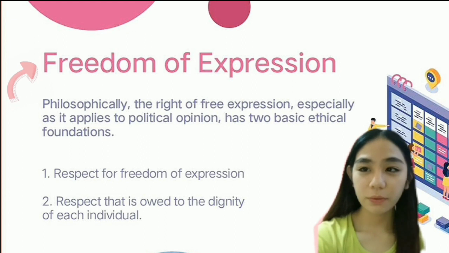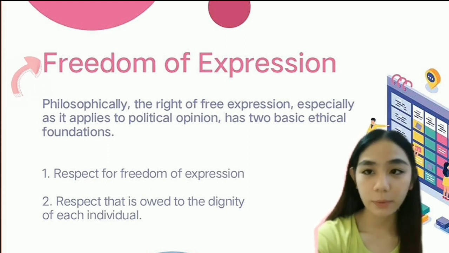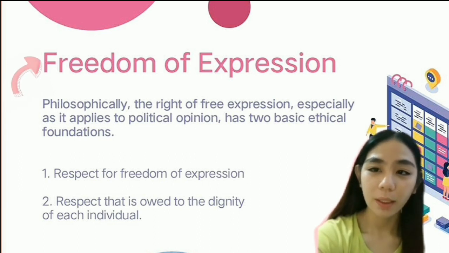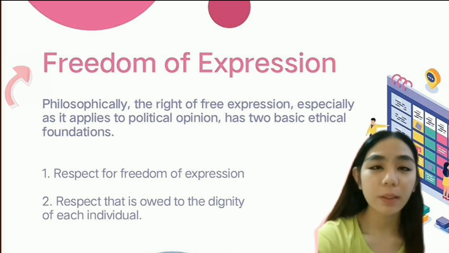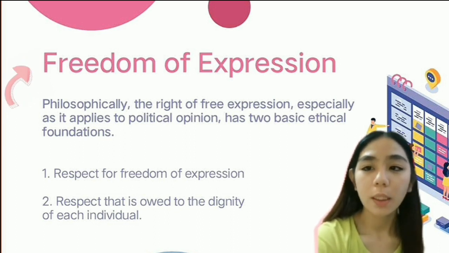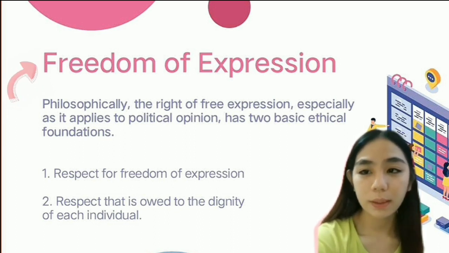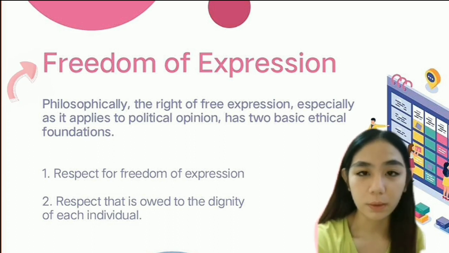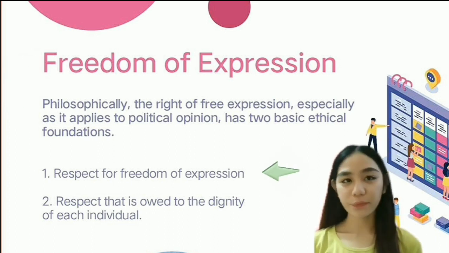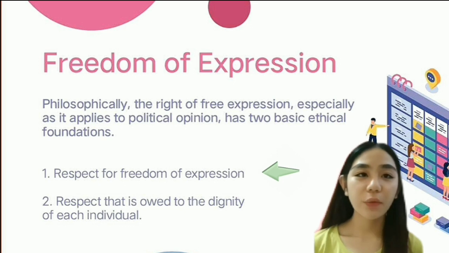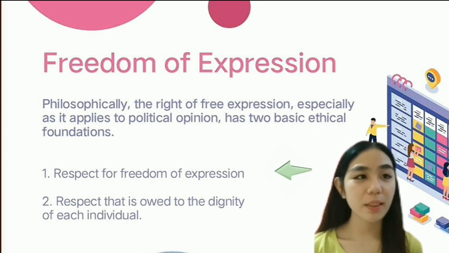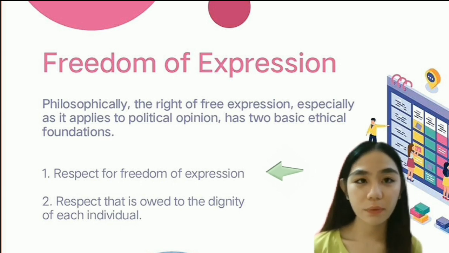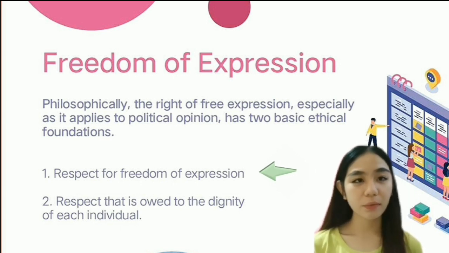Freedom of expression, philosophically the right of free expression, especially as it applies to political opinion, has two basic ethical foundations. These are respect for freedom of expression, and respect that is owed to the dignity of each individual. Respect for freedom of expression. You have the right to seek, receive, and impart information and ideas of your choice without interference and regardless of frontiers.